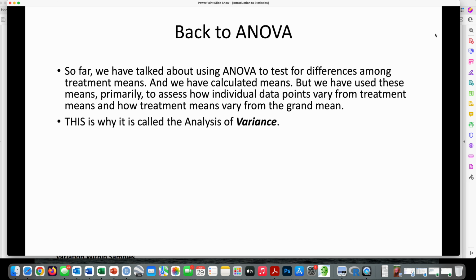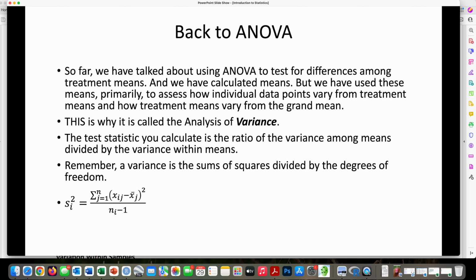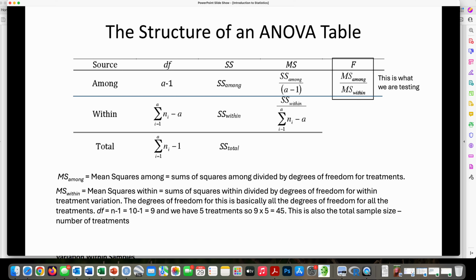So we've talked about ANOVA being used to test for differences among treatment means, but what we're really doing is comparing the amount of variation among means divided by the amount of variation that is within treatments. So ultimately, we're going to look at this ratio of variance among means divided by the variance within means. And remember that a variance is the sums of squares divided by the degrees of freedom. So we have the sums of squares as the numerator, and the denominator is the number of degrees of freedom for whatever that source of variation is.